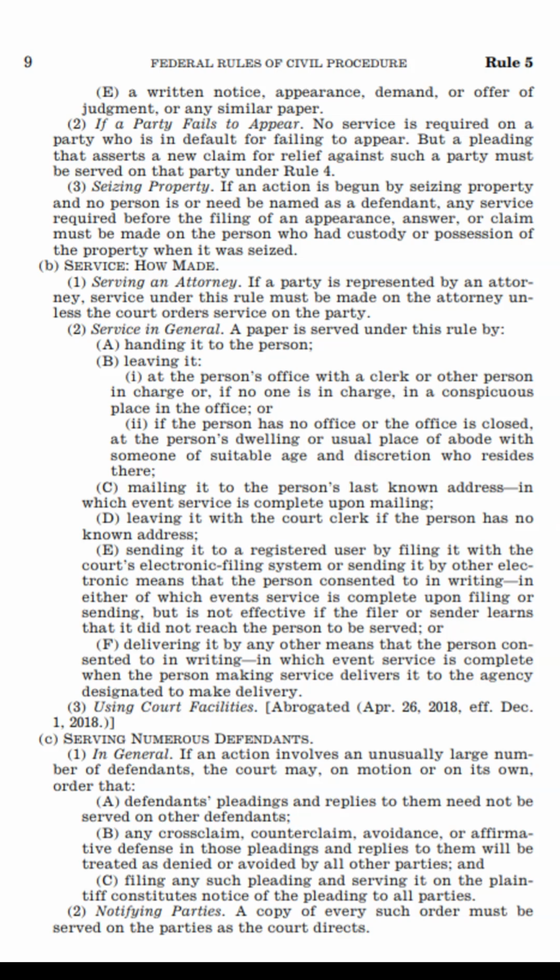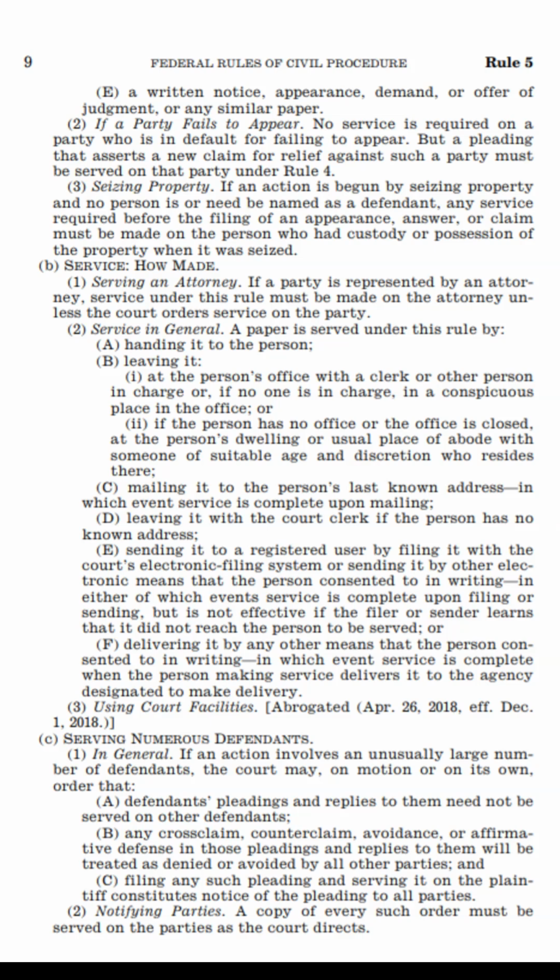2. If the person has no office or the office is closed, at the person's dwelling or usual place of abode with someone of suitable age and discretion who resides there. C. Mailing it to the person's last known address, in which event service is complete upon mailing. D. Leaving it with the court clerk if the person has no known address.